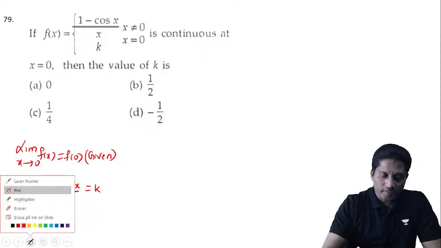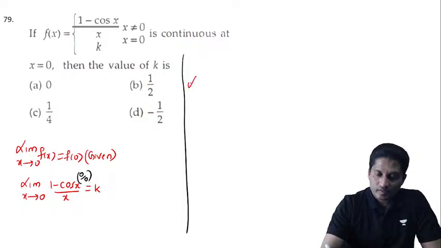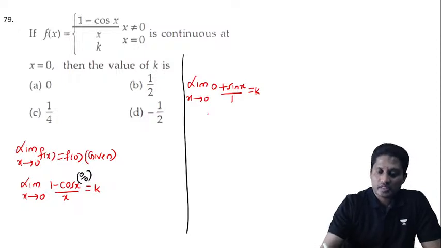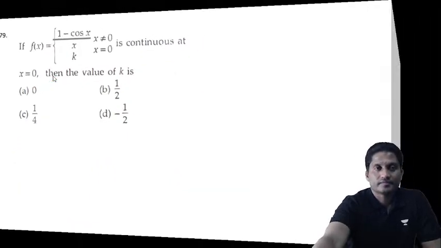Now if I use the L'Hopital's rule, okay, this is actually 0 by 0 form. If I use L'Hopital's rule, this is limit x is tending to 0. Differentiation of 1 is 0, differentiation of minus cos is plus sine, and differentiation of x is 1, is equal to k. X is tending to 0, you get sine 0 is equal to k, so k is equal to 0. Right, answer is option A.